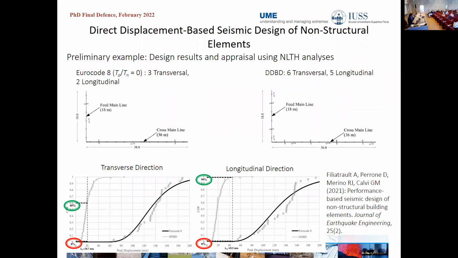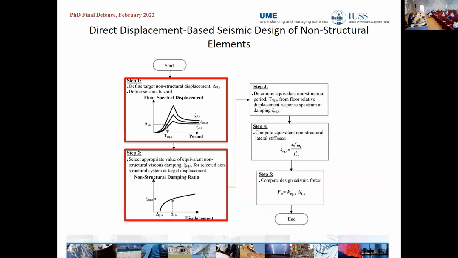So in reality, the assumption in Eurocode 8 tends to be very unconservative, while direct displacement-based design gives a relatively good result. The results of this preliminary example were published in a paper in the Journal of Earthquake Engineering. After this preliminary example, we searched for the areas in which this procedure could improve. We identified 2. One was the definition of the relative displacement floor response spectrum, and the other one was the definition of damping models for non-structural elements.